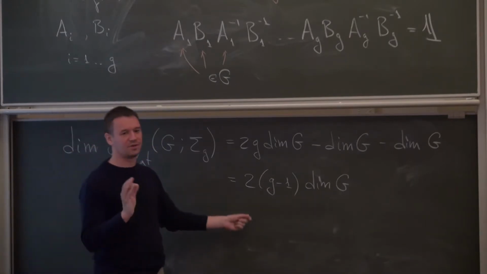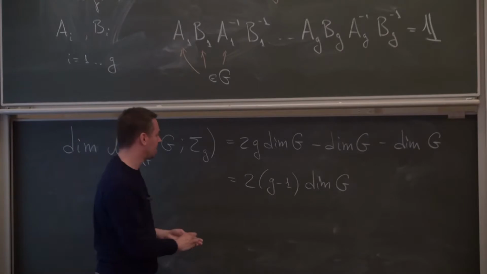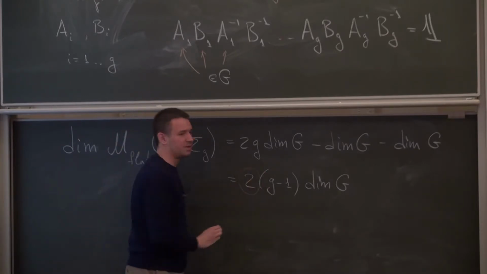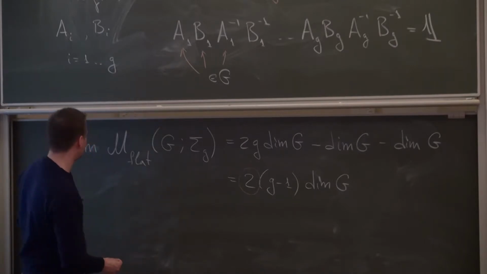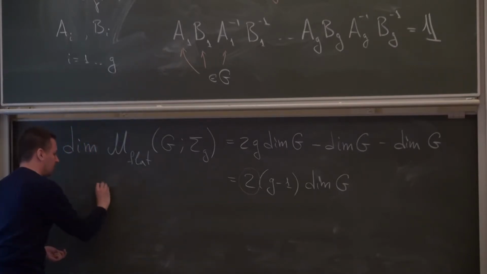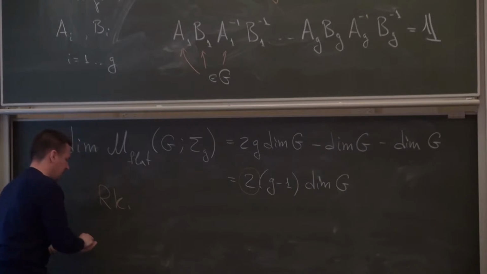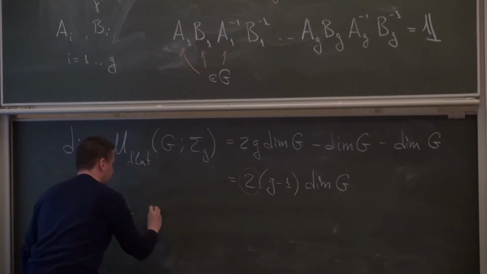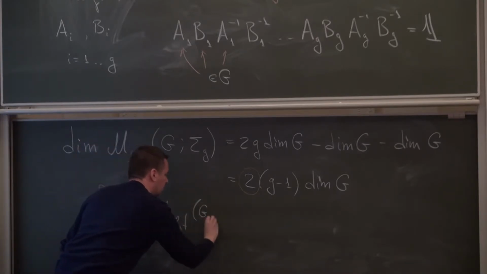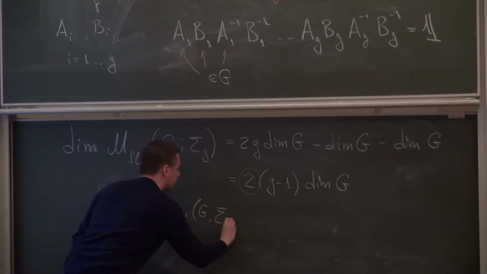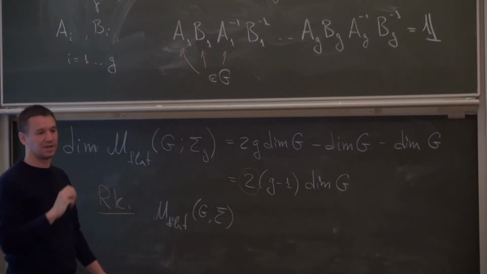But more importantly, this is not the remark I want to make. A remark I want to make is that it came out to be always an even number. And that's nice. So in fact, the remark is that, first of all, this M flat G sigma is always symplectic.